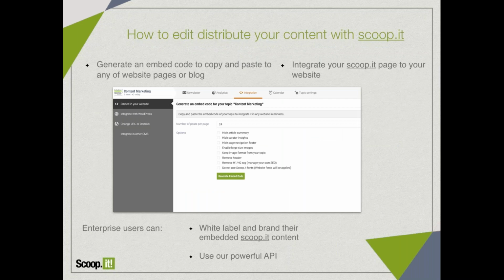Then if you'd like to share your Scoop.it content to your blog, that's going to be totally possible. You can simply generate an embed code to copy and paste to any page of your website or blog. It will then automatically update, and this is only going to take you a minute to set up. Enterprise users can also white label and brand their content that has been embedded. They can use our powerful API provided by Scoop.it and integrate to multiple websites.